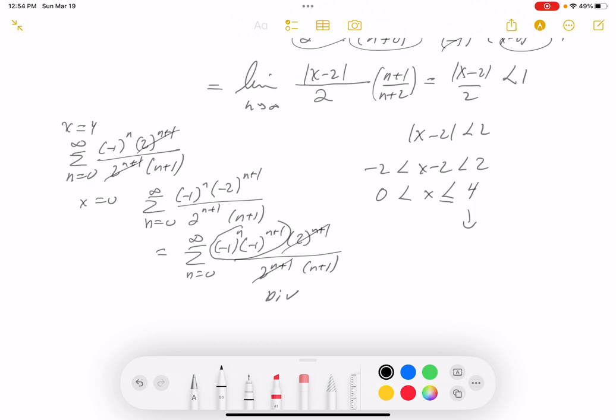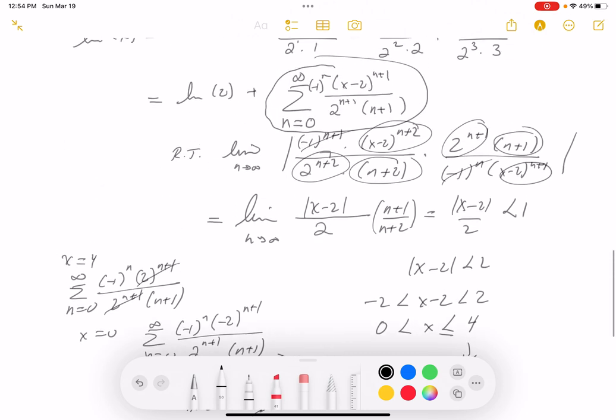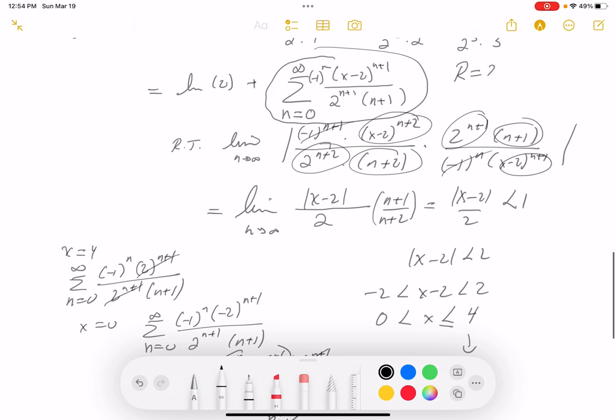So I got my interval now. Let's write this down. The radius is 2. And the interval starts from 0, but don't touch it, and it goes up to 4 and includes it. So this is my series expansion for it right over here.